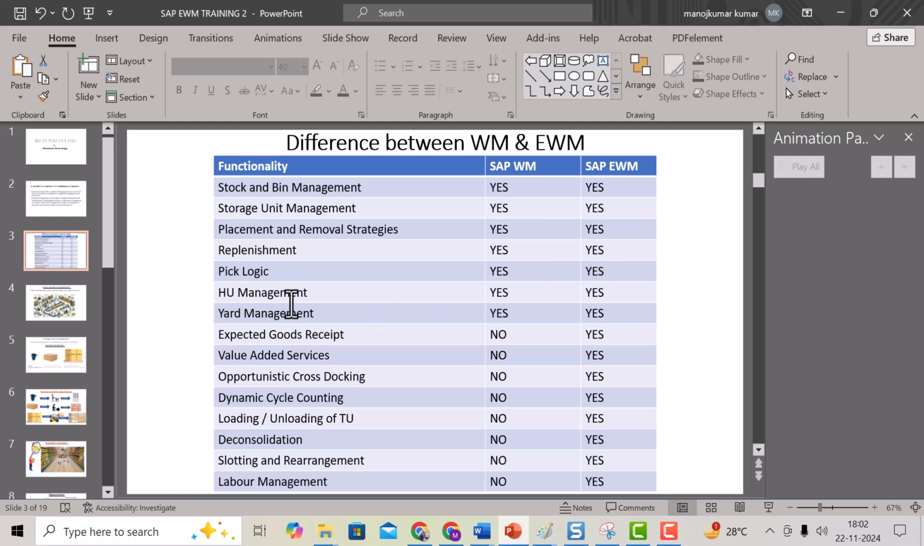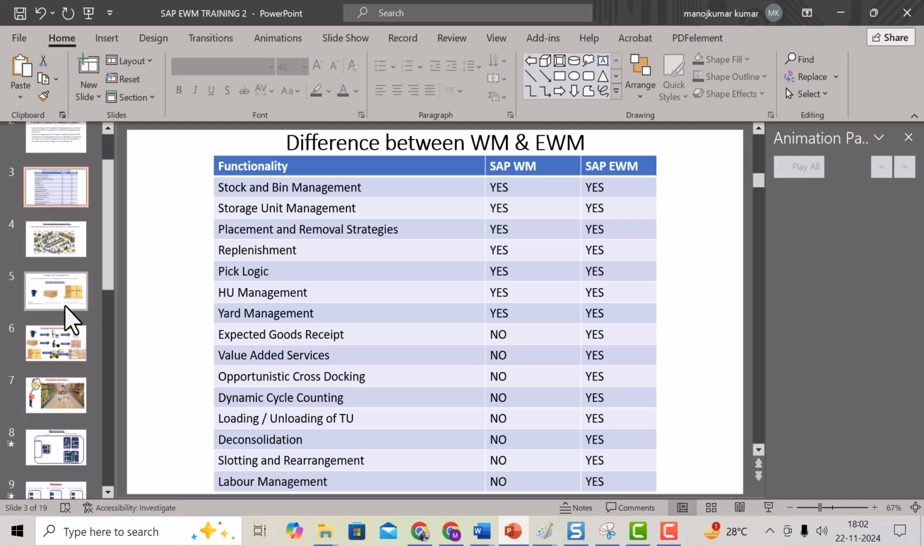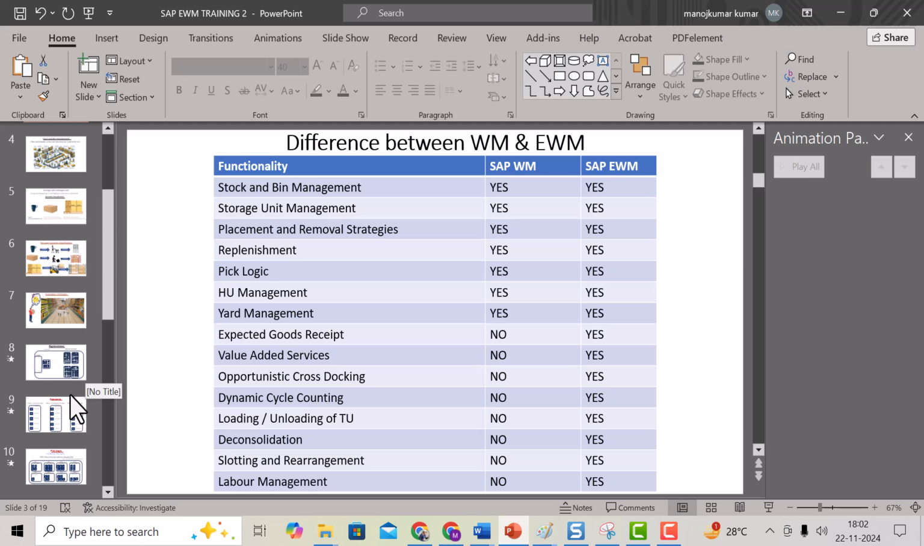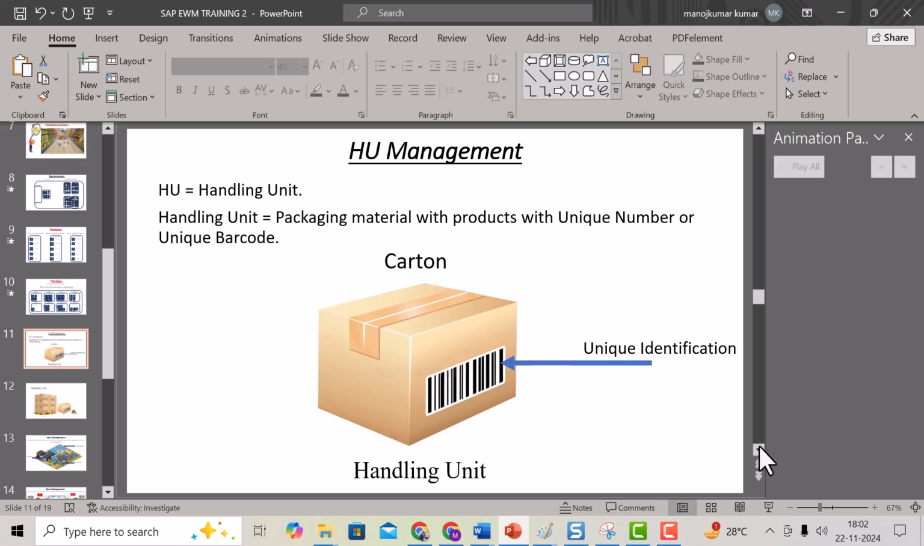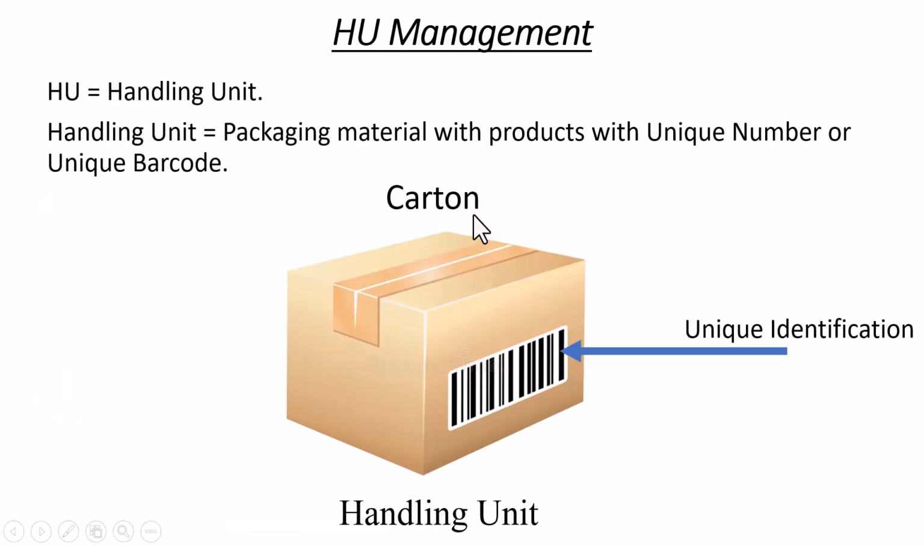Now we are going to explore what HU management is. So let's get into that. HU is the handling unit. You might have heard the word handling unit, but for newcomers to warehouse or SCP, it is a bit tricky to understand for a few days. You have to understand that a handling unit is nothing but a packaging material with unique identification.